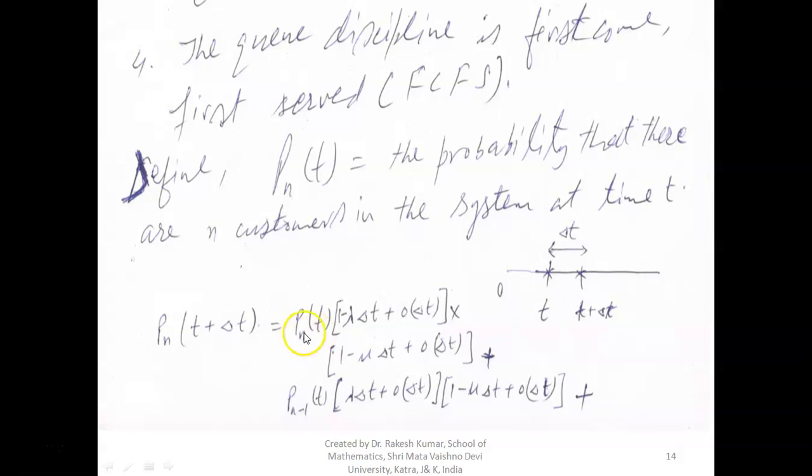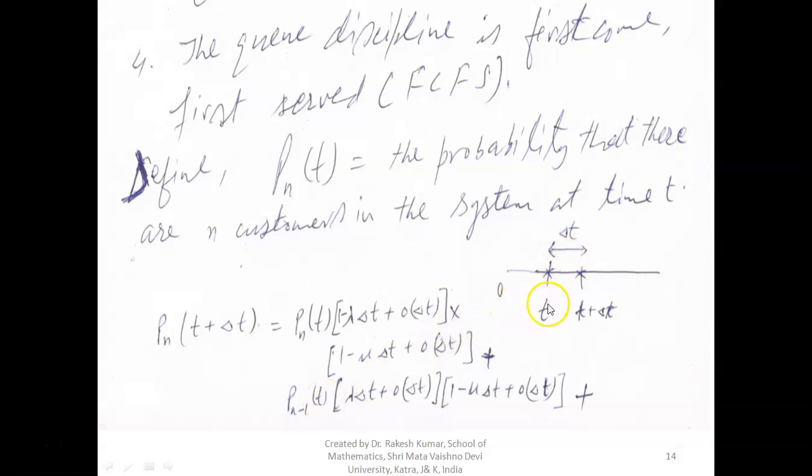So we will take different cases now. At time t, let us say there are n customers in the system, and during this very small time interval of length delta t, no arrival occurs and no departure occurs. The probability of no arrival in this very small interval of length delta t is 1 minus lambda delta t plus o(delta t), and the probability of no departure is 1 minus mu delta t plus o(delta t). It is because of the Poisson process. Plus P_(n-1)(t).